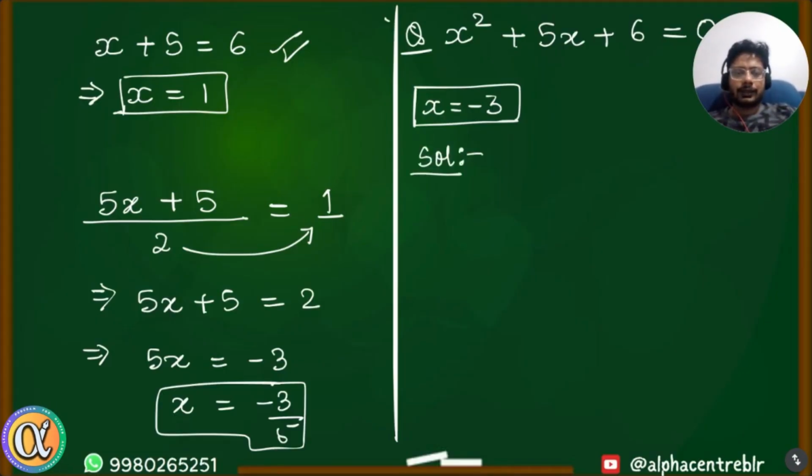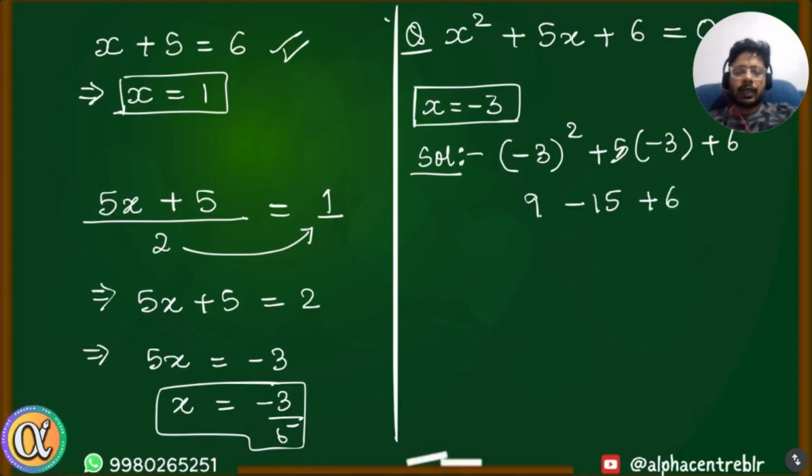Yes, it's 0. So when I put the x value as minus 3, like minus 3 squared plus 5 into minus 3, plus 6. Minus 3 squared is 9. 5 into minus 3 is minus 15, plus 6. We add the positive terms. 9 plus 6 is 15. Minus 15 is 0. Okay, can you please try with x is equal to minus 2?